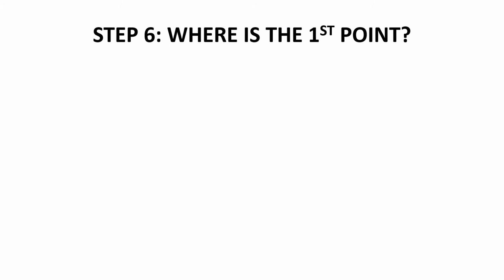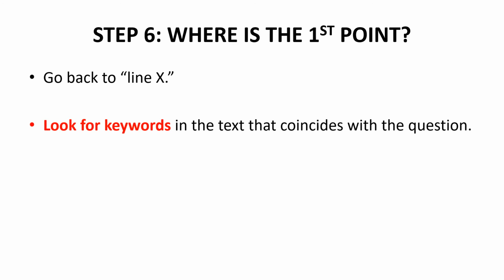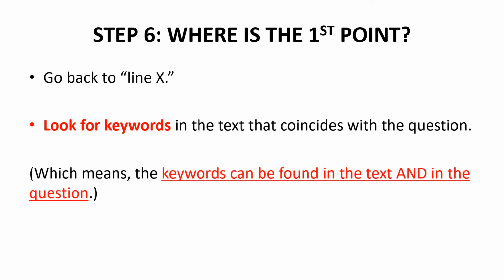Next, once you know what the question wants, you need to find the first point. This is the most important part of the summary answering technique. So you go back to line X and you need to look for keywords in the text that coincide with the question. What does that mean? It means the keywords can be found in the text and in the question.